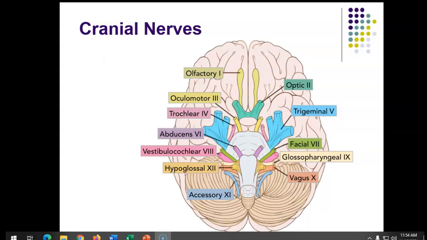Going to cranial nerve number 5, which is the trigeminal nerve. There are actually 3 different branches for this nerve. The ophthalmic, which is going to send information from the upper part of your face. The maxillary, which is going to send information from the middle part of your face, which would include your cheeks, your upper lip, and your nasal cavity.